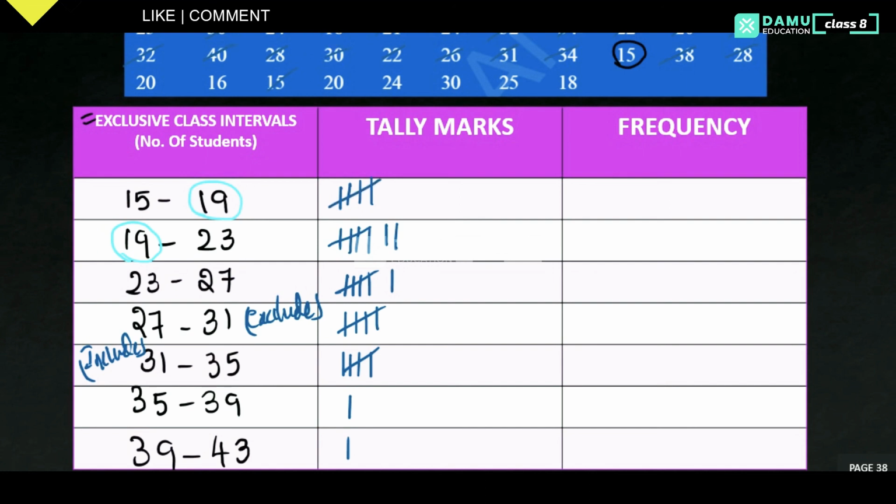So what is the frequency? The frequencies are 5, 7, 6, 5, 5, 1, 1. So these are the things.